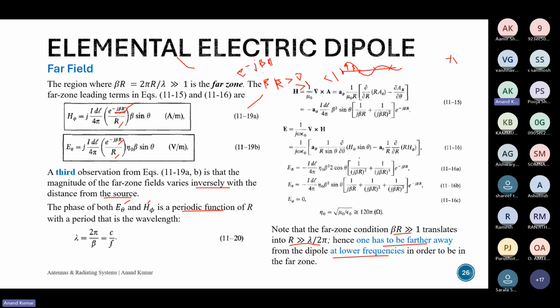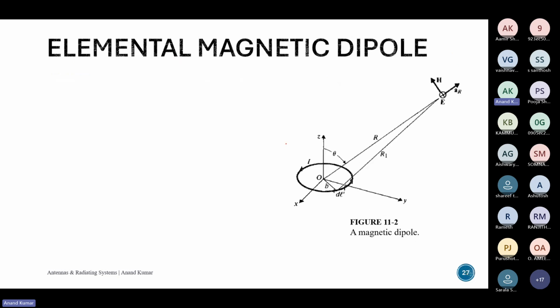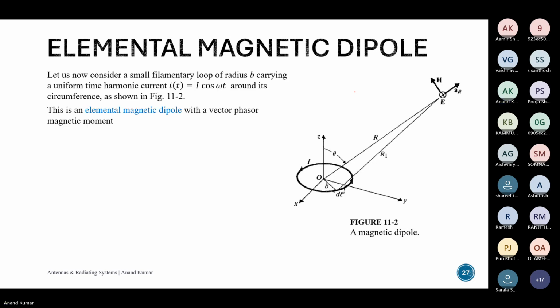Okay, I guess that was enough time to reflect on the observations for the far field. Now, near field and far field. Now we'll quickly do magnetic dipoles, and then duality and wrap up.